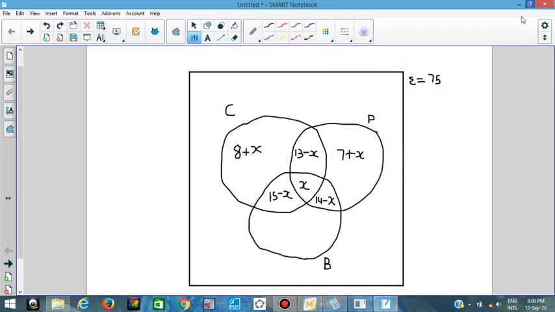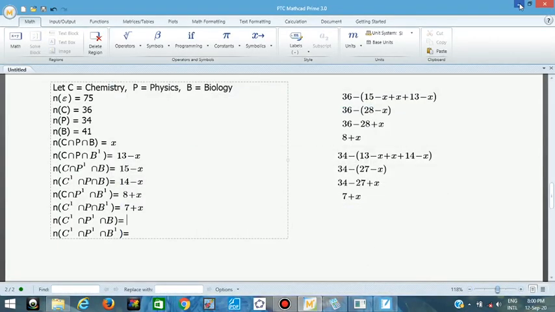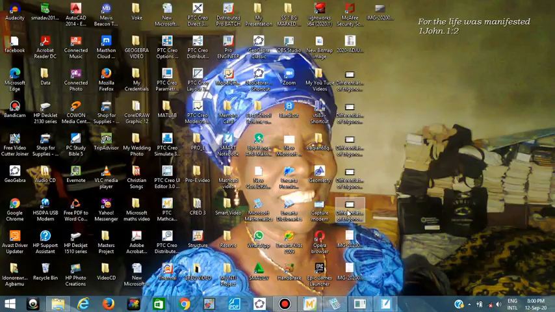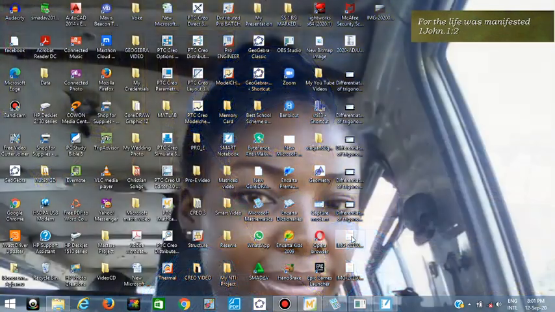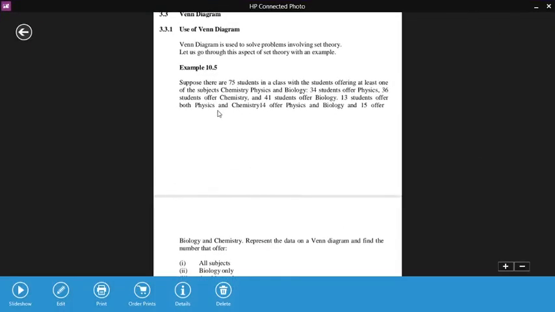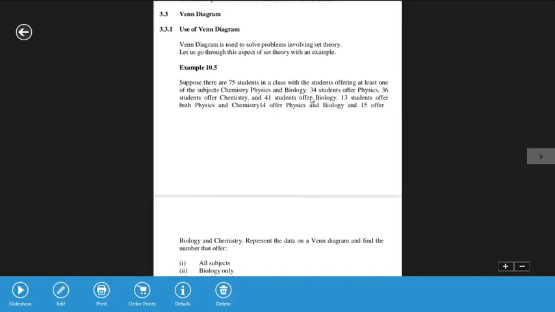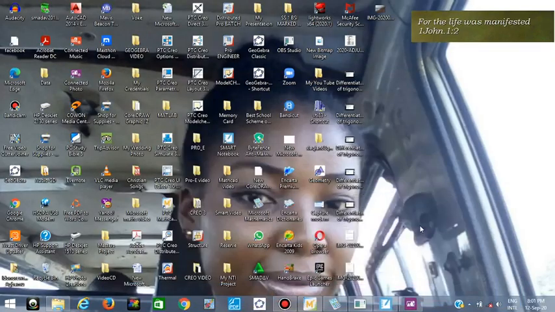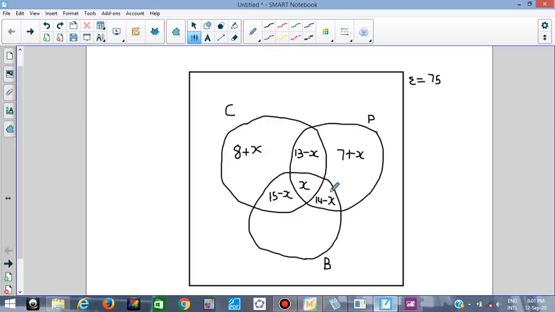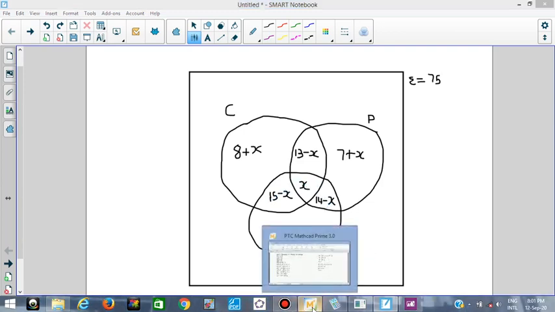So if you go to your Venn diagram, oh, I've mistakenly closed that. Let me open it again. Okay, those that offer biology, there are 41 students offering biology. So let's go to the Venn diagram. So 41 students offer biology, that means all these are the circle of biology. So everybody in this circle, they are supposed to be 41. So we are going to do 41 minus all these numbers here. So that is part of your solution.